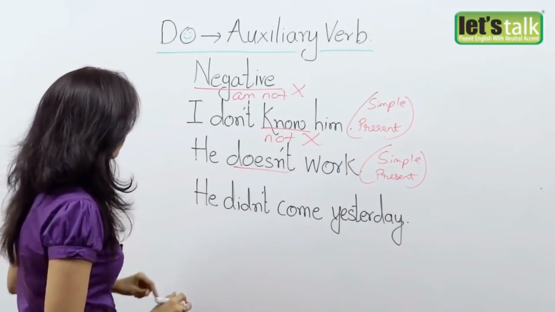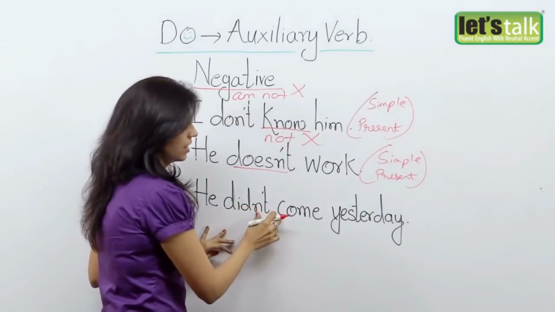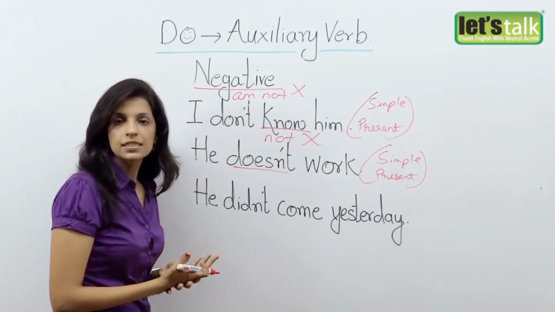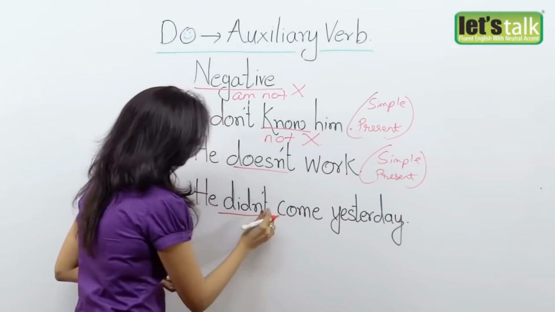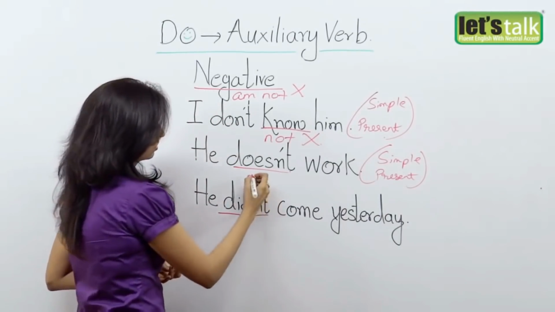Moving on to the next example, he didn't come yesterday. Now, I am talking about something in the past. I am making a negative statement. So, I have to use the auxiliary did, which is did not. Okay.